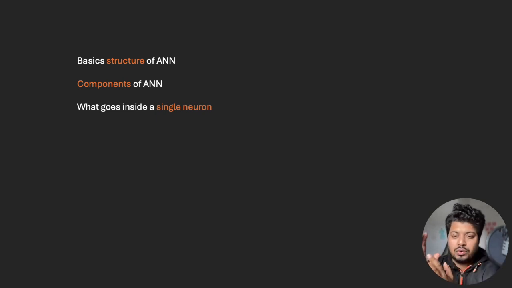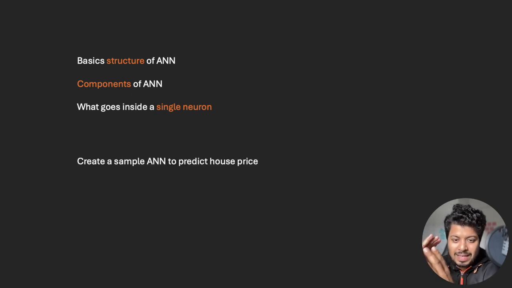Basically, we are going to dissect a whole ANN architecture, and we will try to understand what goes inside a single neuron, and using all these concepts, we will try to create a sample ANN model which will try to predict the house price for us. So let's start on this journey.